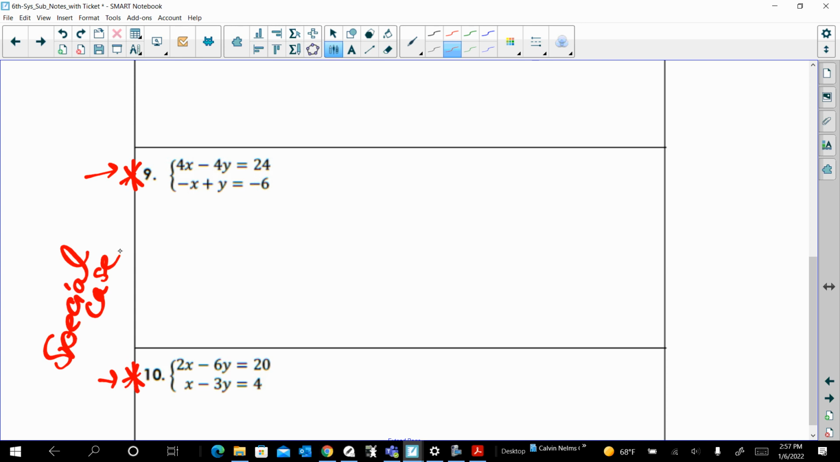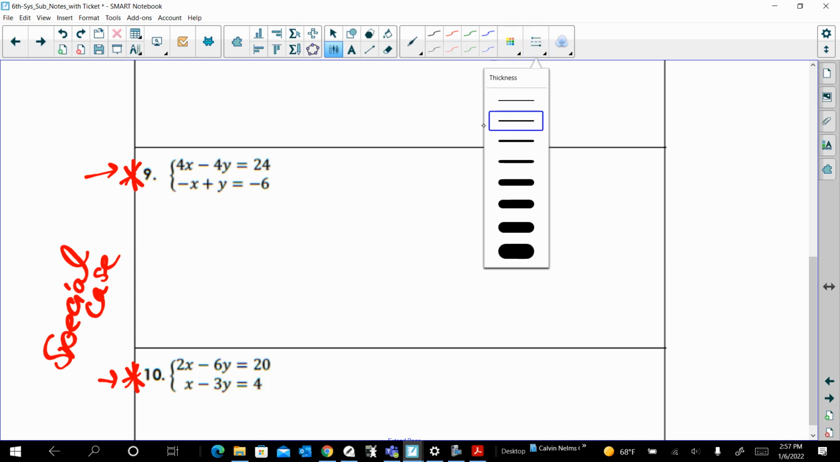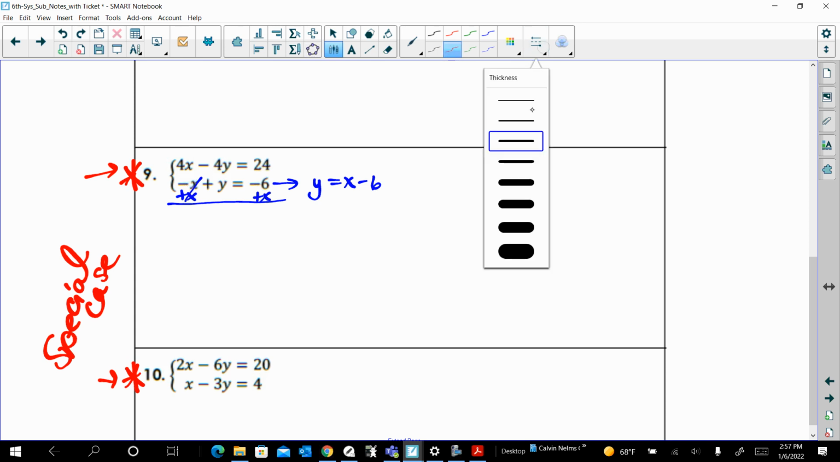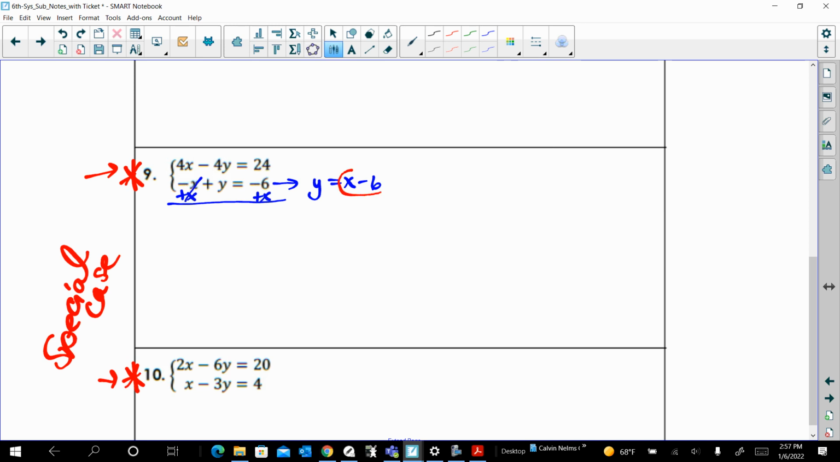If one is not already isolated, we have to pick the easier one. So on number 9, the easier variable to solve for is y in the second equation. I can do that by just adding x on both sides of the equal sign, and I get y equals x minus 6. Now I can take this expression x minus 6 and plug it in for y in the original first equation. When I substitute, I'm going to have to use parentheses, so make sure you use parentheses. So this means I would have 4x minus 4 parentheses x minus 6 inside the parentheses equals 24.